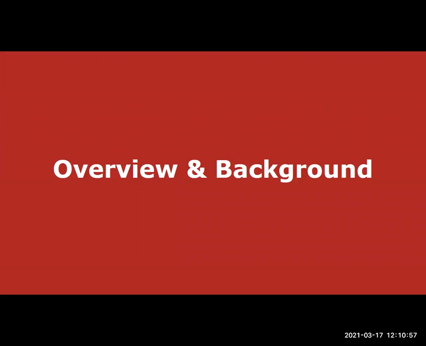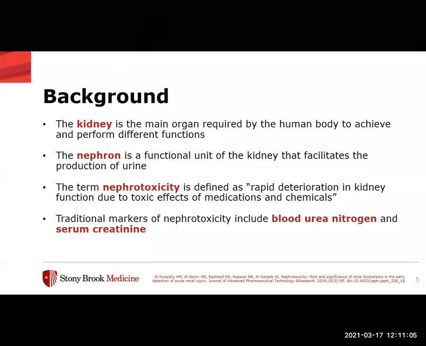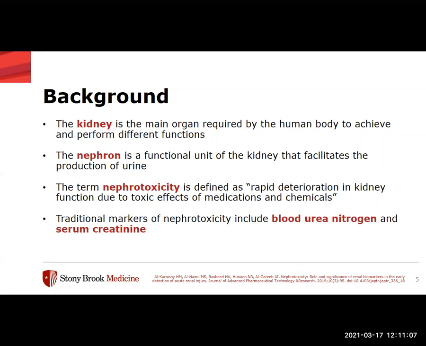So first off, we're just going to begin with an overview and background of what exactly nephrotoxicity is and the anatomy of the nephron itself. So we're just going to familiarize ourselves with some basic terms. The kidney is the main organ required by the human body in order to perform detoxification, regulation of extracellular fluids, homeostasis, and excretion of toxic metabolites.